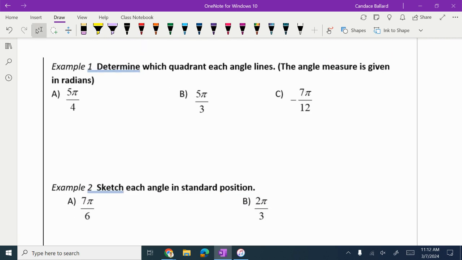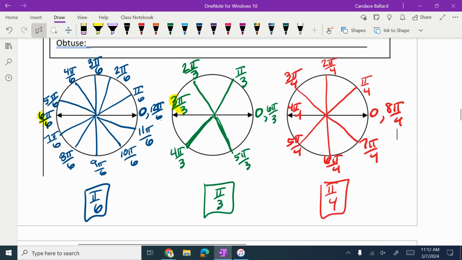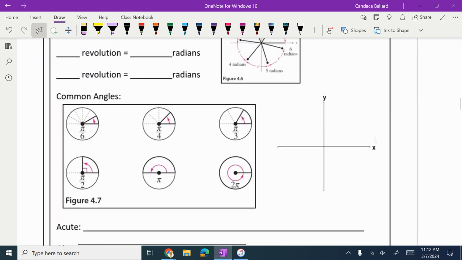Okay? So read the instructions to yourself. 10 seconds, read them to yourself. I now remember what I was supposed to do earlier. Okay, so we have to determine the quadrant that each angle lies in, and the angle measure is given in radians right now. So we're doing this not in degrees, we're doing it in radians. I remember now what was supposed to go here. So that's a good thing, right?